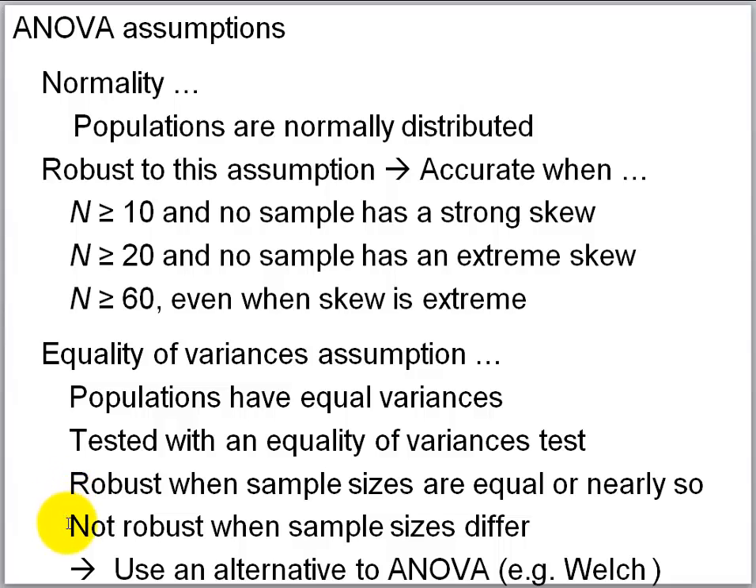Now, when sample sizes differ, ANOVA is not robust to the equality of variances assumption. So when this is the case, you use an alternative to ANOVA. One such alternative is Welch's test, and computer software packages can implement these different alternatives for you.